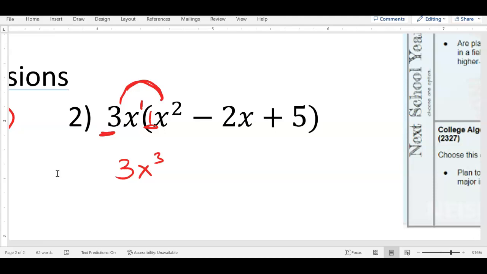Ready? 3x times negative 2x. Okay, so we're going to multiply the base. What's 3 times negative 2? Negative 6. And then x is a 1. What do I do with these exponents again? Add them. So x to the what power? We have x to the 1 times x to the 1. I add the powers, so it's squared, 2, okay?